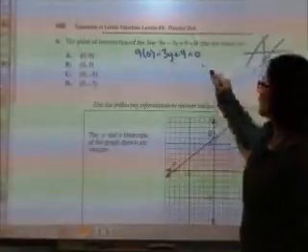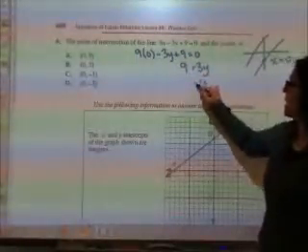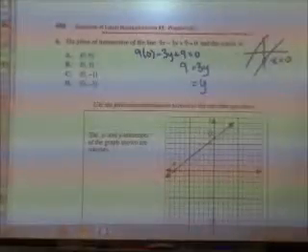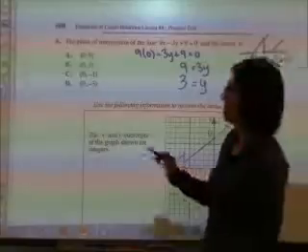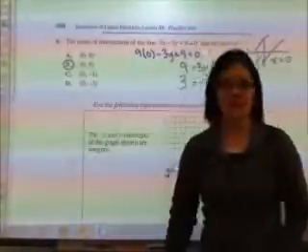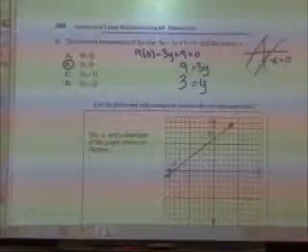So I'm going to put the 3y to the other side to make it positive. And what does y equal? 3. So my answer is B, because the point is x is 0 and y is equal to 3. Once in a while I get that. Okay?